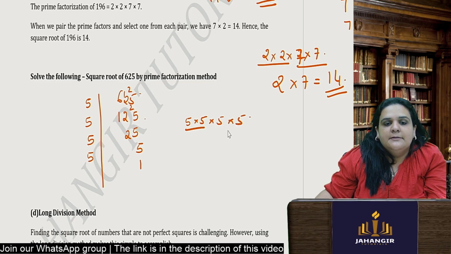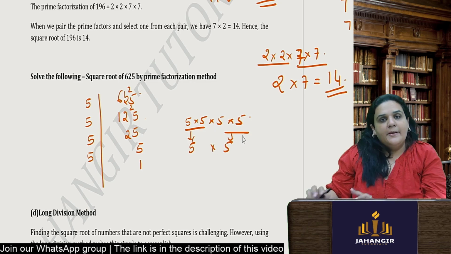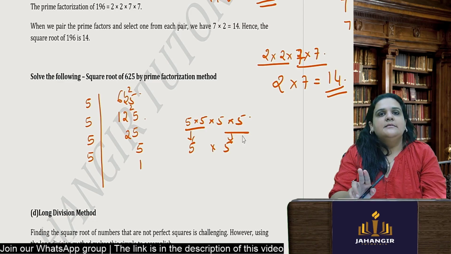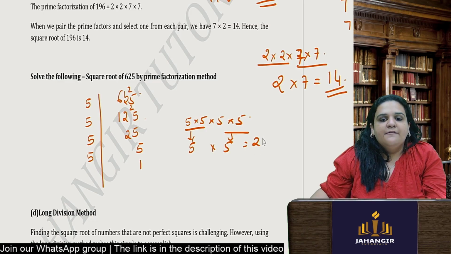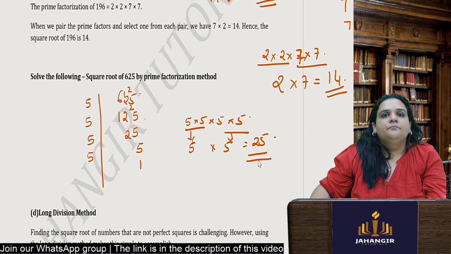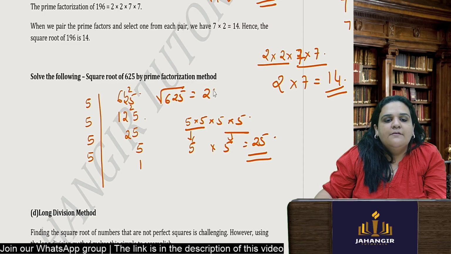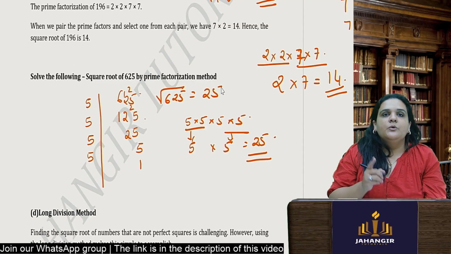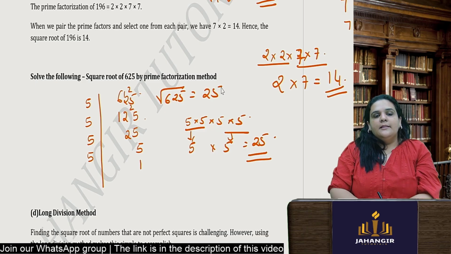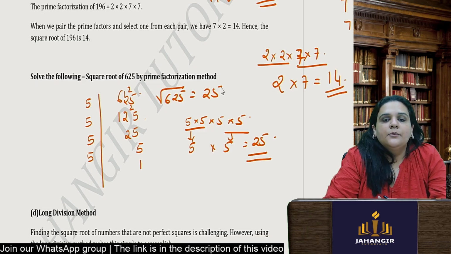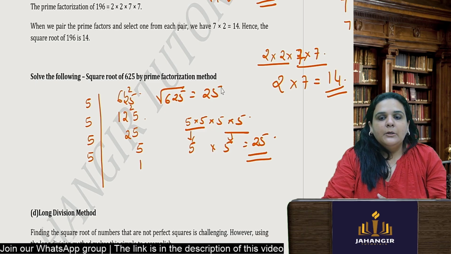I'll pair these numbers. 5, I'll take it once. From these two 5s also I'll take it once. Two pairs. So this is 5 into 5, which is 25. So the square root of 625 is nothing but 25. When you do 25 into 25, you are going to get the answer as 625.